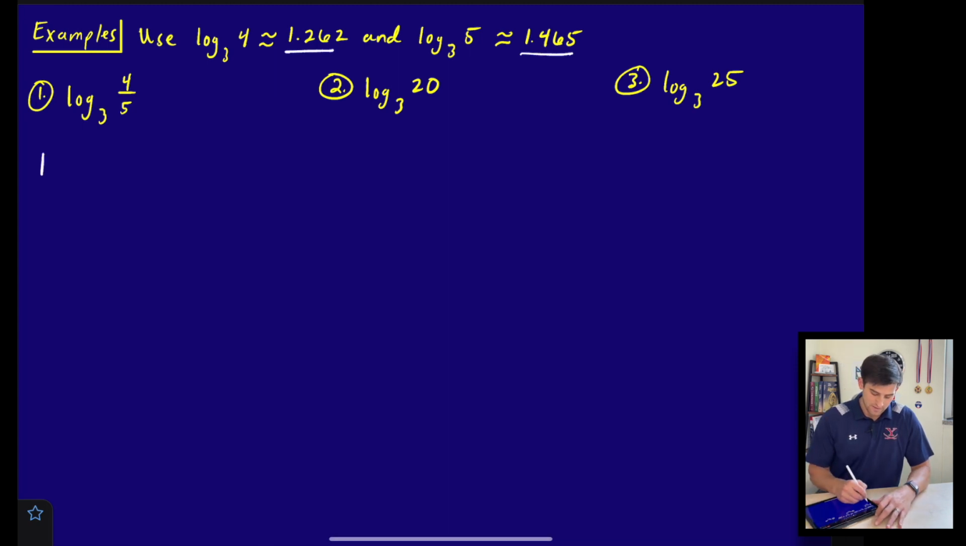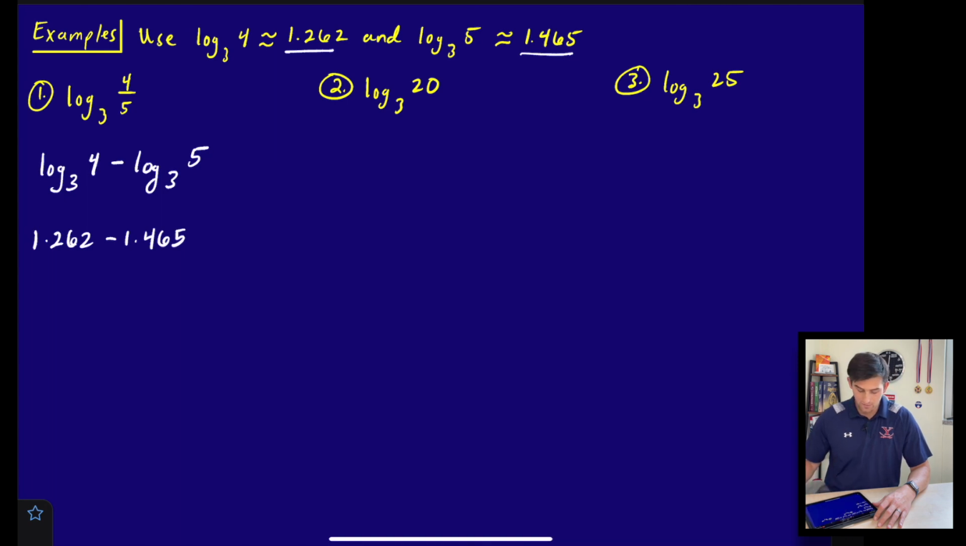So we look at number 1, we have log base 3 of 4/5. We can rewrite this as log base 3 of 4, division so we're going to subtract, log base 3 of 5. So we said log base 3 of 4 is approximately 1.262, and we're going to subtract 1.465. So 1.262 minus 1.465, and we're going to get negative 0.203 for number 1.